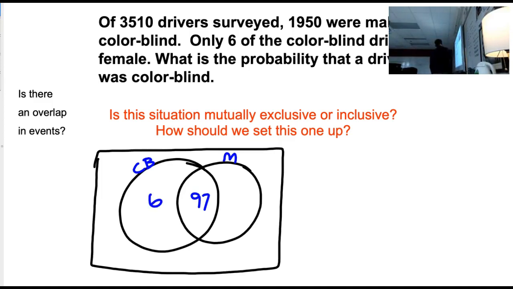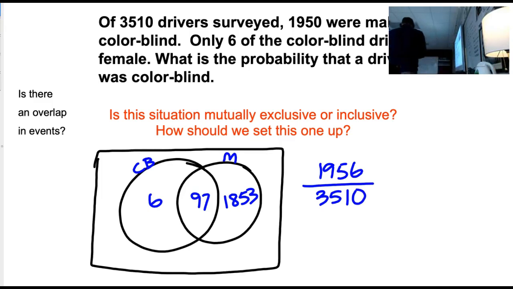And then of all the males that were surveyed, 97 are colorblind, so that means 1,853 are not. So I think that counts for all the colorblind, male or not male, so this would be colorblind or male. Sum of all 3 of those is 1,853 plus 97 plus 6, so 1,956 out of a total 3,510. Personally, I like to just draw the picture and have the picture up there. 55.7%.